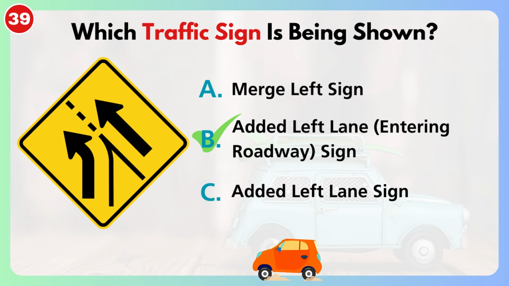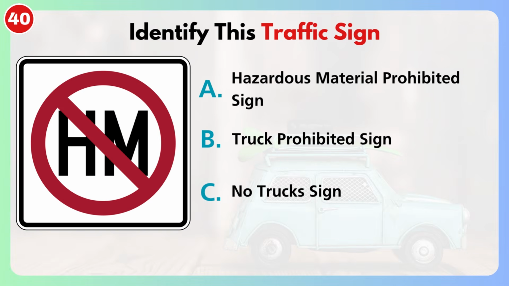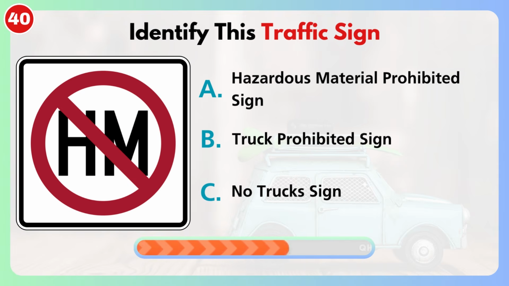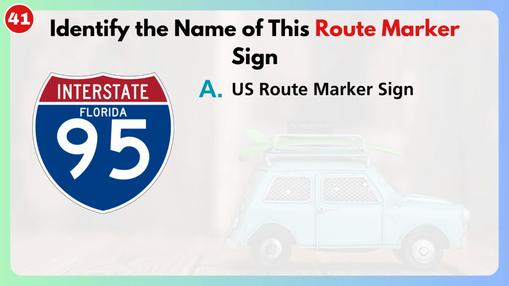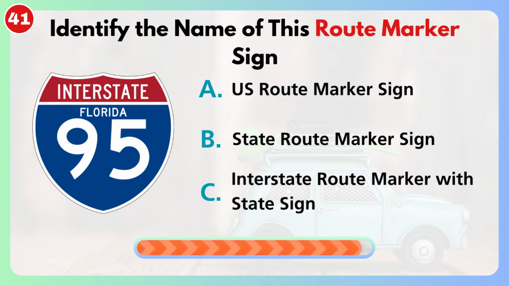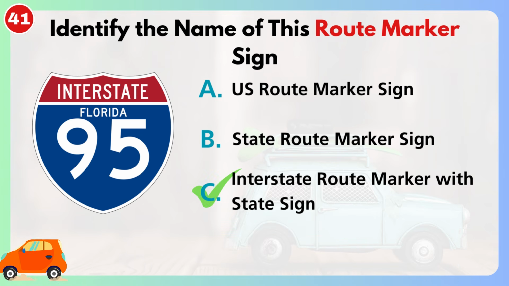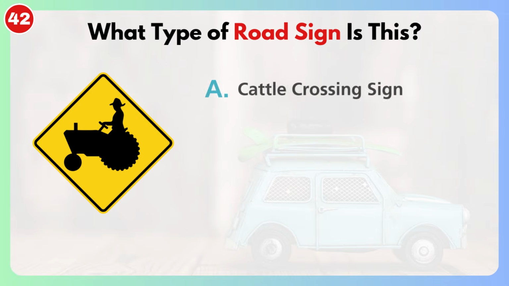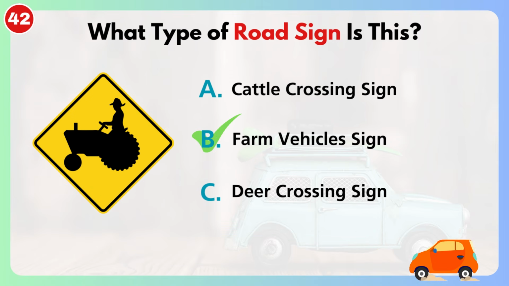Added left lane, entering roadway, sign. Identify this traffic sign. Hazardous material prohibited sign. Identify the name of this route marker sign. Interstate route marker with state, 2 digits, sign. What type of road sign is this? Farm vehicle sign.